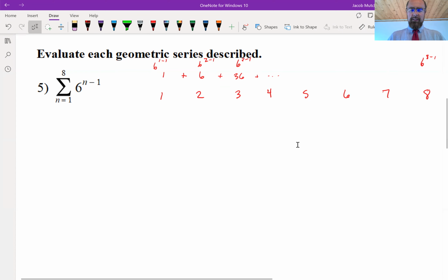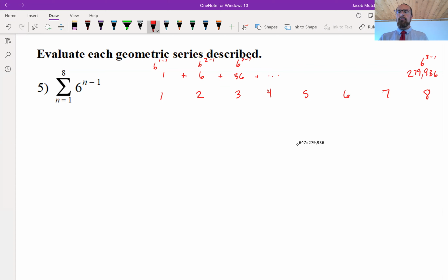And just to see what that would look like, 6 to the power of 7 is a really large number. It's 279,936. So there would be some intervening terms there, but that gives us the idea of what that looks like. So it's not really convenient to list them out. The 8 terms is not too many, but even on the 8th term here, it's very large. So what we're after is a formula that I can use to directly calculate what the sum would be if I were to add up those 8 terms in the series.